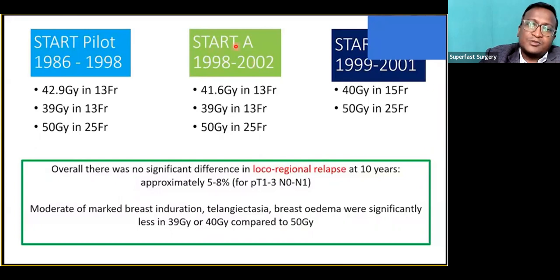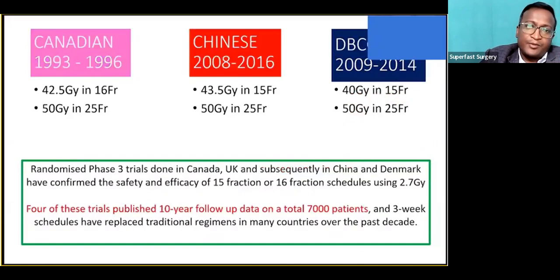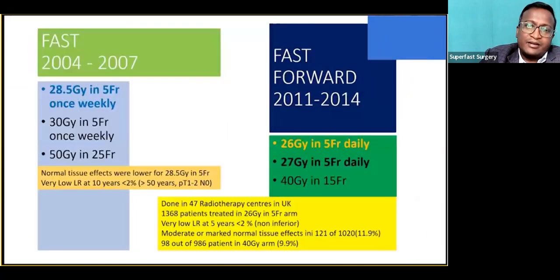And the trial responsible for that is the START A and START B trial, where they will be giving only 40 gray in 15 fractions, that is, for 3 weeks. These are the several trials. You can go through this PowerPoint after the class.